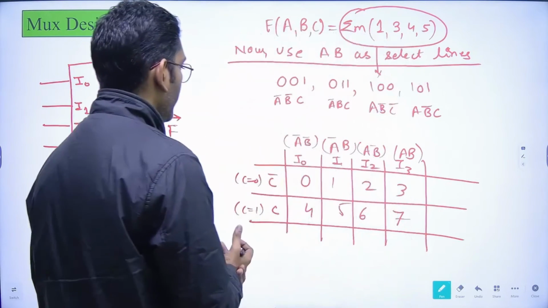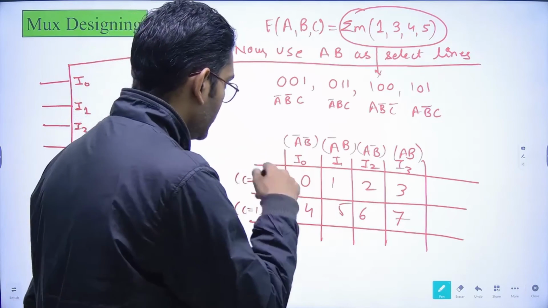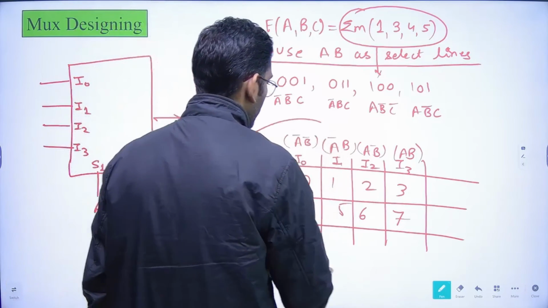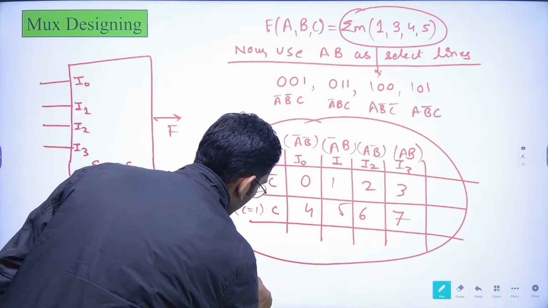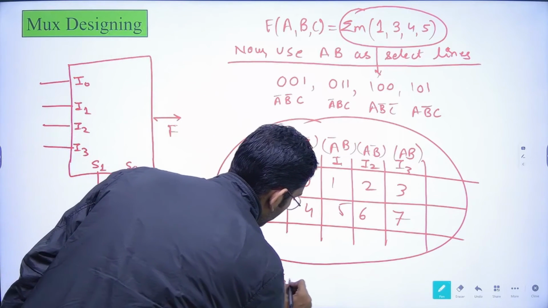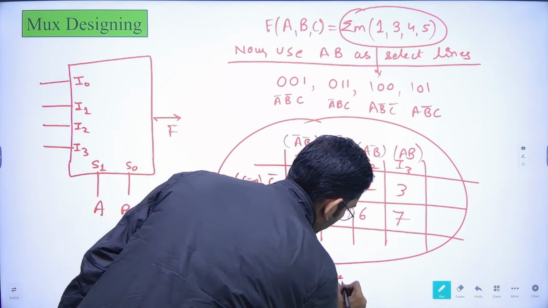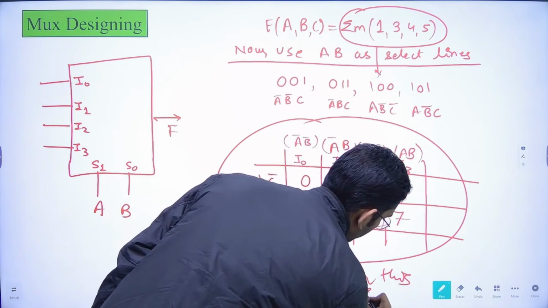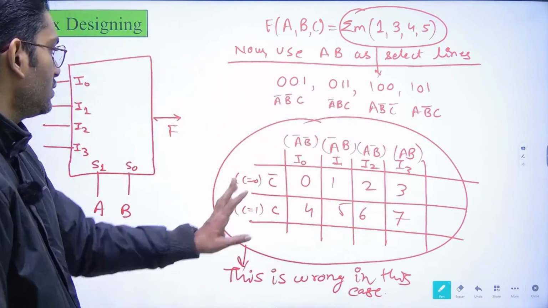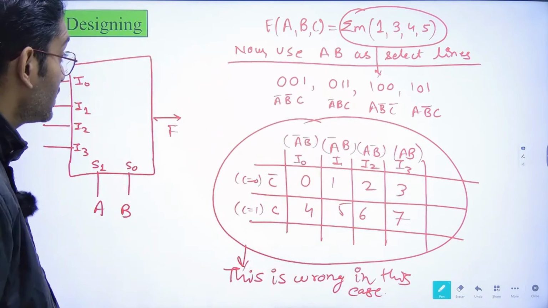But now here, if you see, this is totally wrong. This particular thing is totally wrong in this case. Okay, so this is wrong in this case. Why is it wrong in this case?